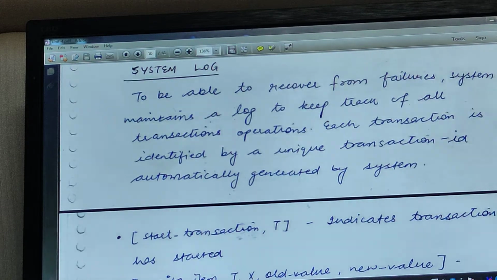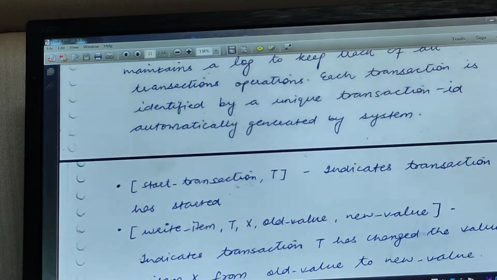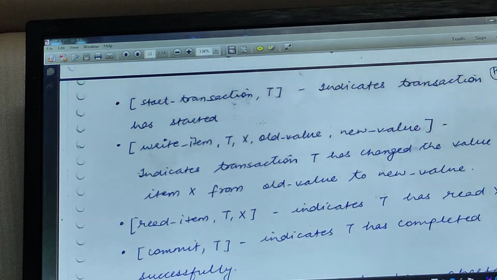So how is the log maintained? We have start transaction T, which means that the transaction T has been started by the system. This is the way to maintain the log. Next is write item T, X, old value, new value. It means the transaction T is performing a write operation on the data item X, and it is updating the value of X from the old value to the new value.